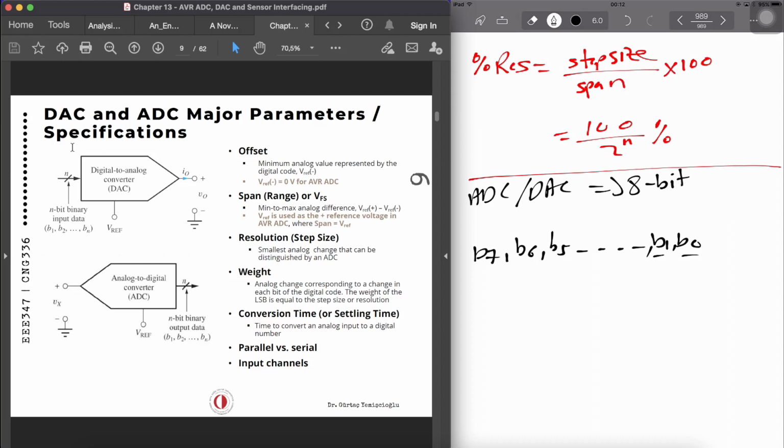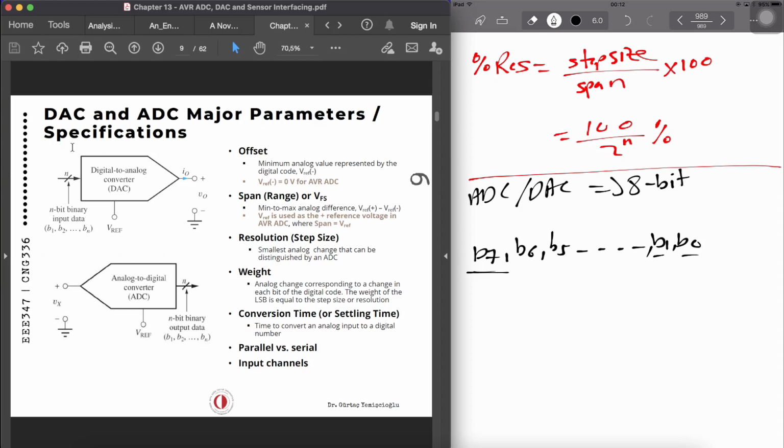So for example, B7, which is the most significant bit, has a larger weight. When we change the B7 input of the DAC or output of the ADC, we are actually covering half of the range of the full span. So half of the weight comes from the most significant bit, as it has the highest weight. When we do the examples, you will understand better how these things are put together.